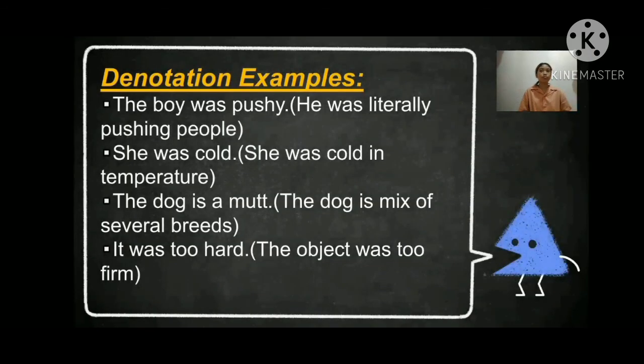The next is, the boy was pushy. That means he was literally pushing people. She was cold. That means she was cold in temperature. The dog is a mutt. The word mutt, if we are going to look for it in the dictionary, literally refers to a mix of several breeds. So the dog is a mix of several breeds. It was too hard. So the object was too firm.